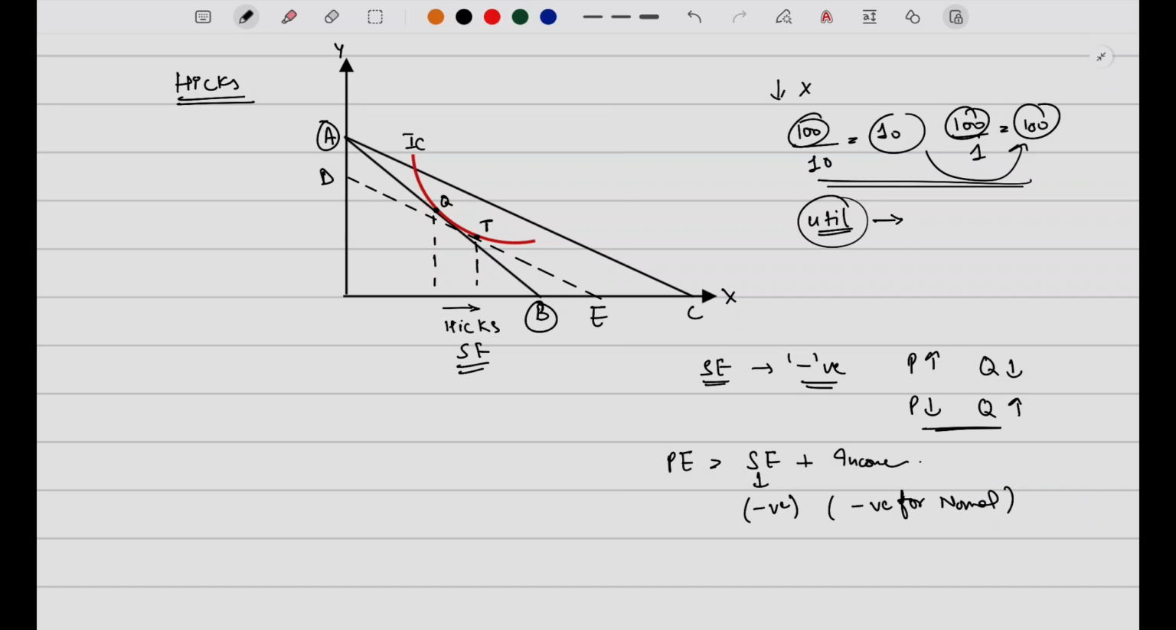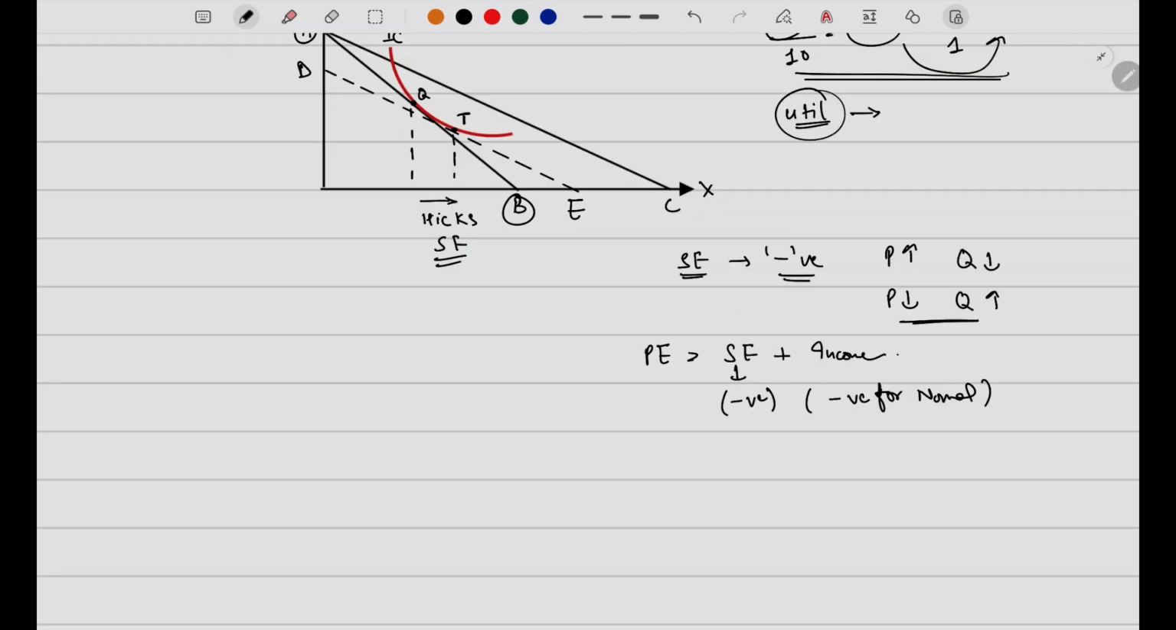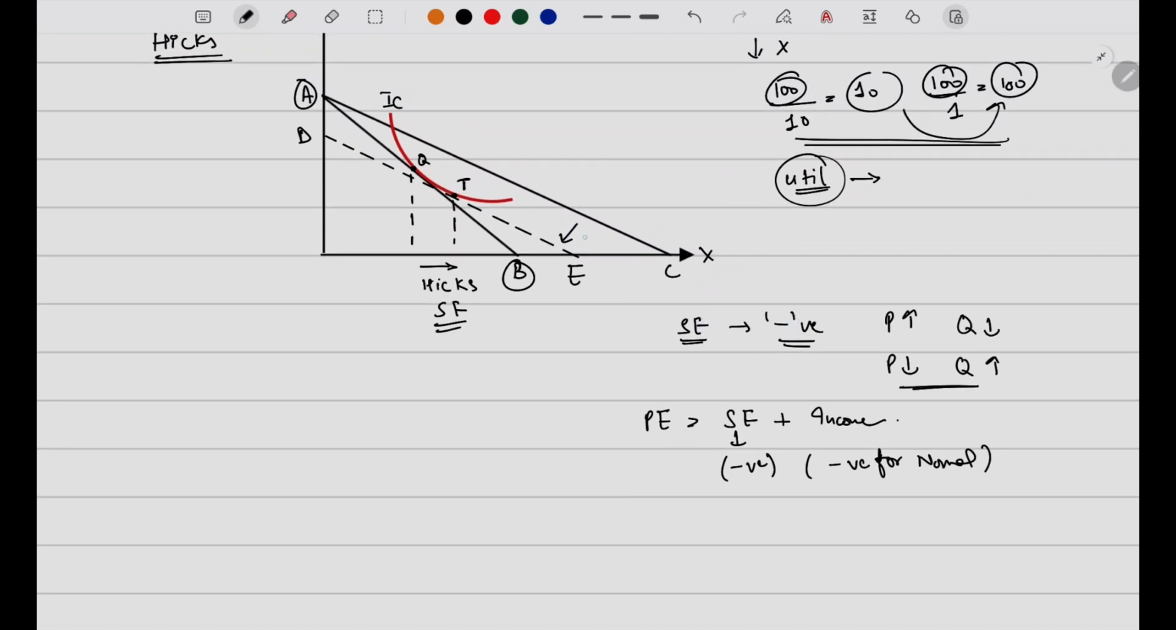So now we will talk about Slutsky substitution. But before going to Slutsky substitution effect, the compensation that we did here from the AC curve to the DE curve is called compensating variation. Okay. Now we will go back to our Slutsky substitution.